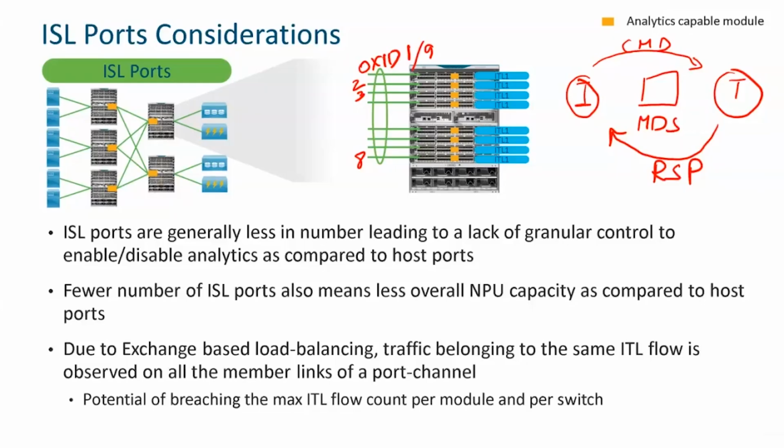Okay, so moving on. The point is, on ISL ports, because of the default way of our exchange-based load balancing, every exchange of the same ITL flow may end up taking a different wire. And because we always recommend that customers spread their links across different slots, the same ITL flow will show up multiple times on the same switch on different modules. That will bring down our scale. It's still a very valid option, but there is a trade-off.